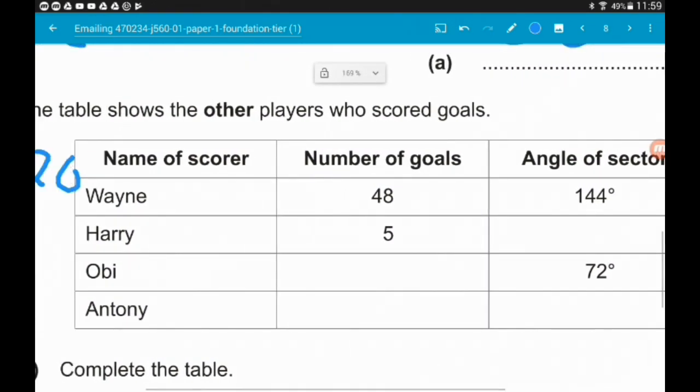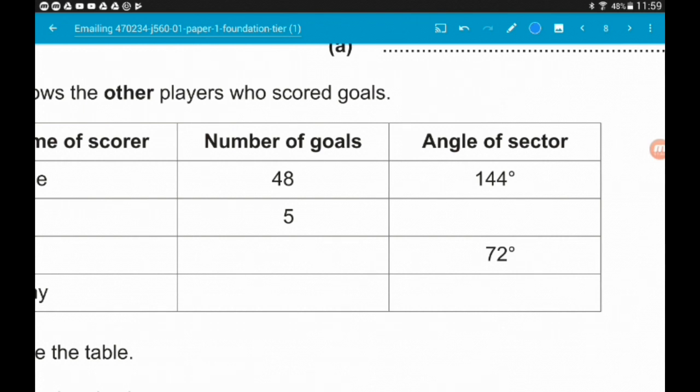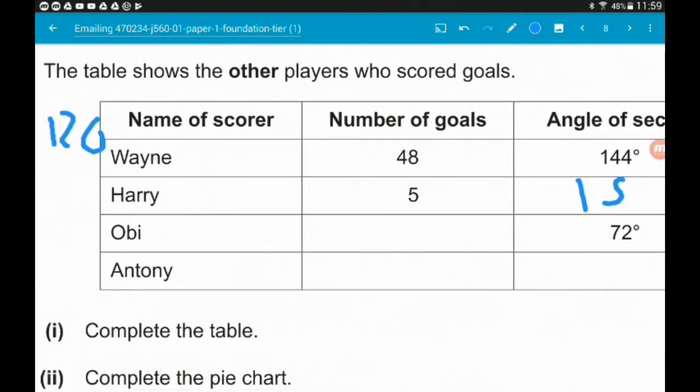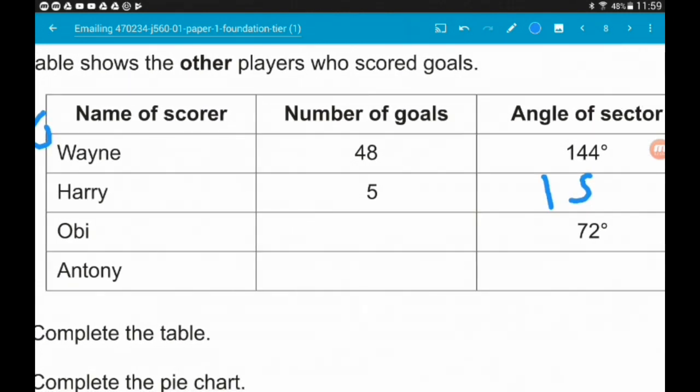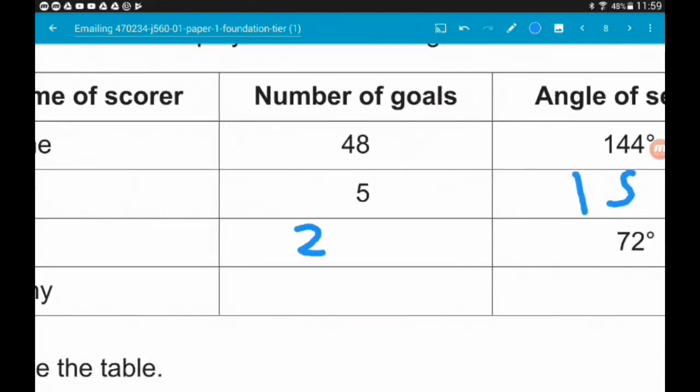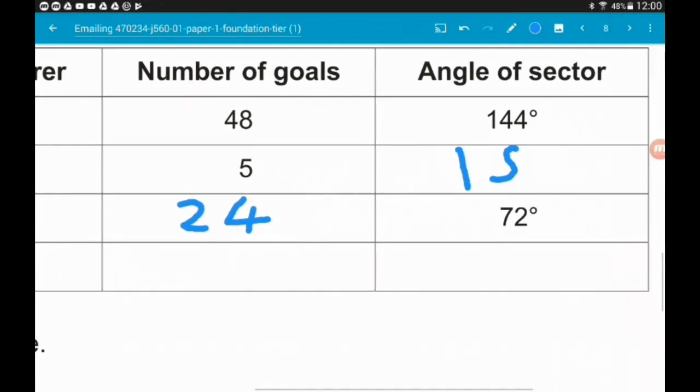So for Harry, who scored 5 goals, his angle is going to be 5 times 3, which is 15. To go backwards from the angle to the number of goals scored for Obi, really, I love the names they put in, we do 72 divided by 3, which is going to give us 24. And then for the last one, we either need to work out the number of goals left or the angles left. So the goals are smaller numbers.